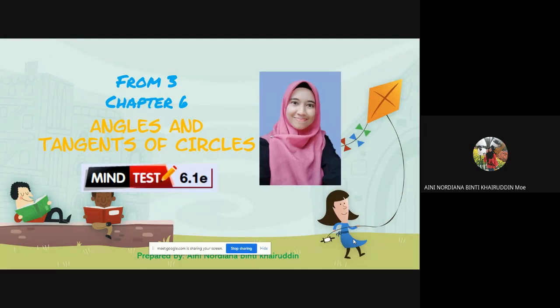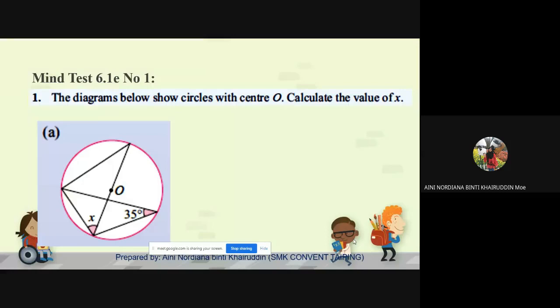Okay, we start with mind test 6.1e. So this is question number 1a. The diagram below shows a circle with center O. Calculate the value of x. So here 35, here also 35.